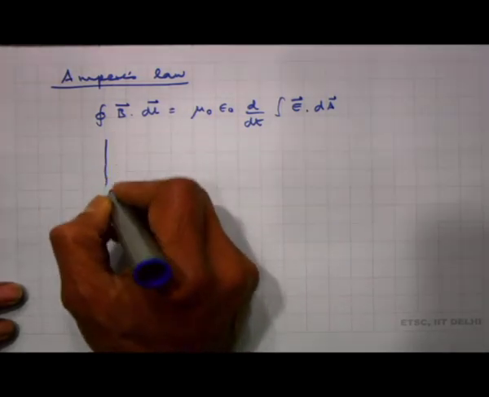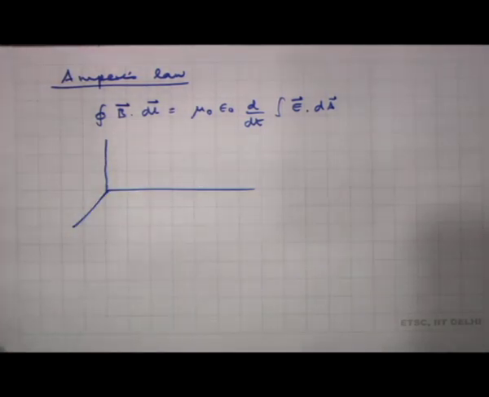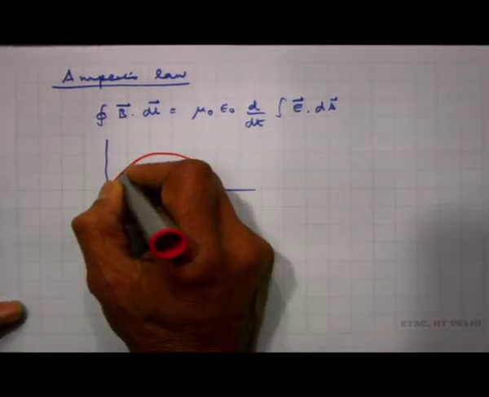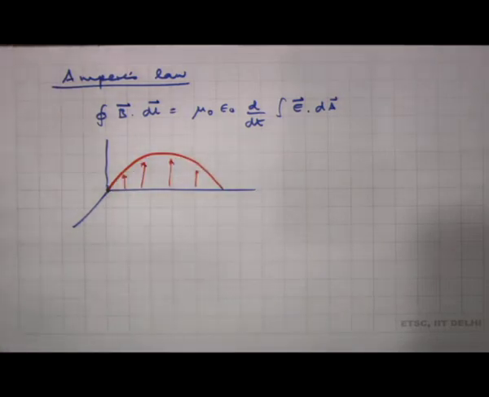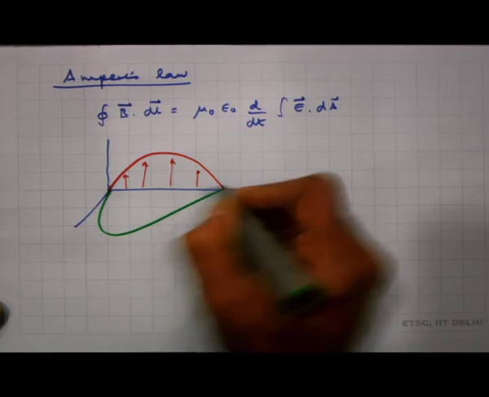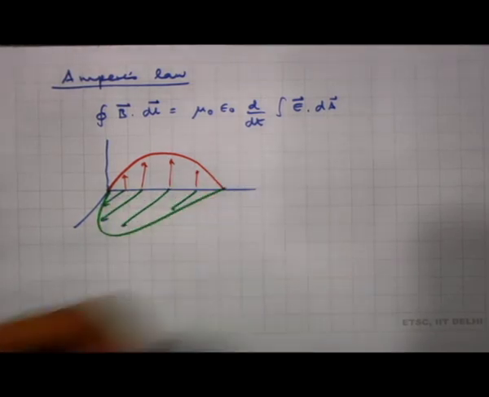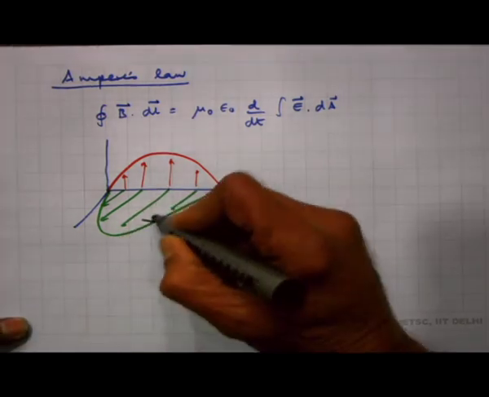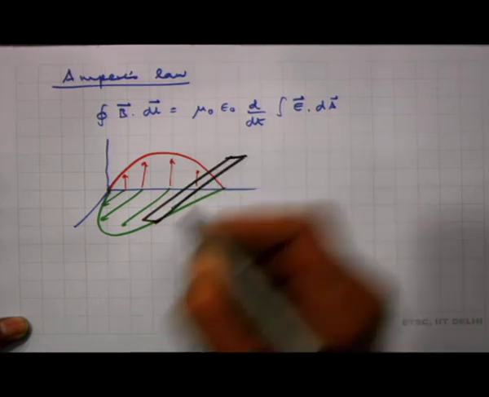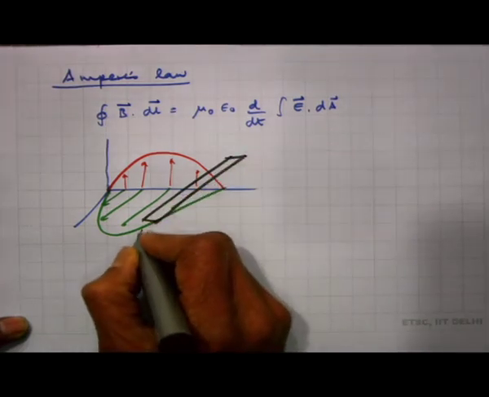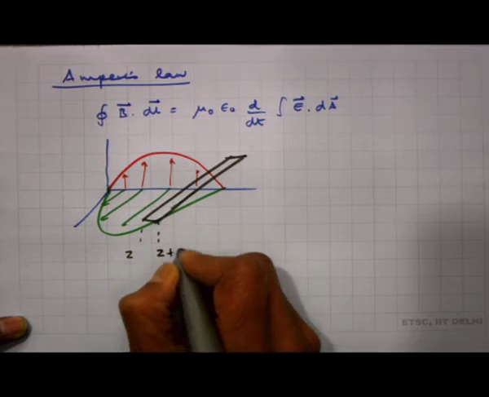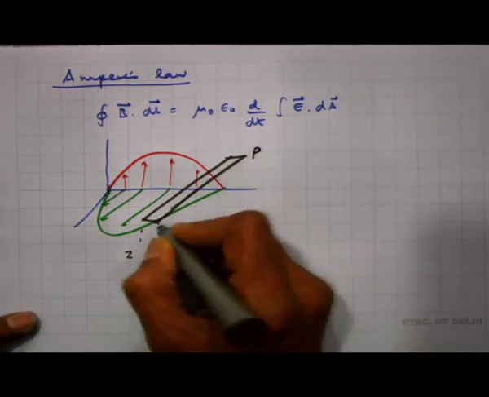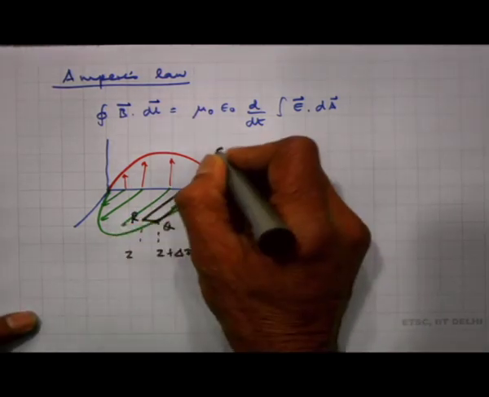So, let me draw the figure again here. I again have the electric field going like this, and I have the magnetic field like this. Now, I take a loop in the other plane. So, I take a loop like this. This is again point z, this is point z plus delta z. So, I take the loop P Q R S.